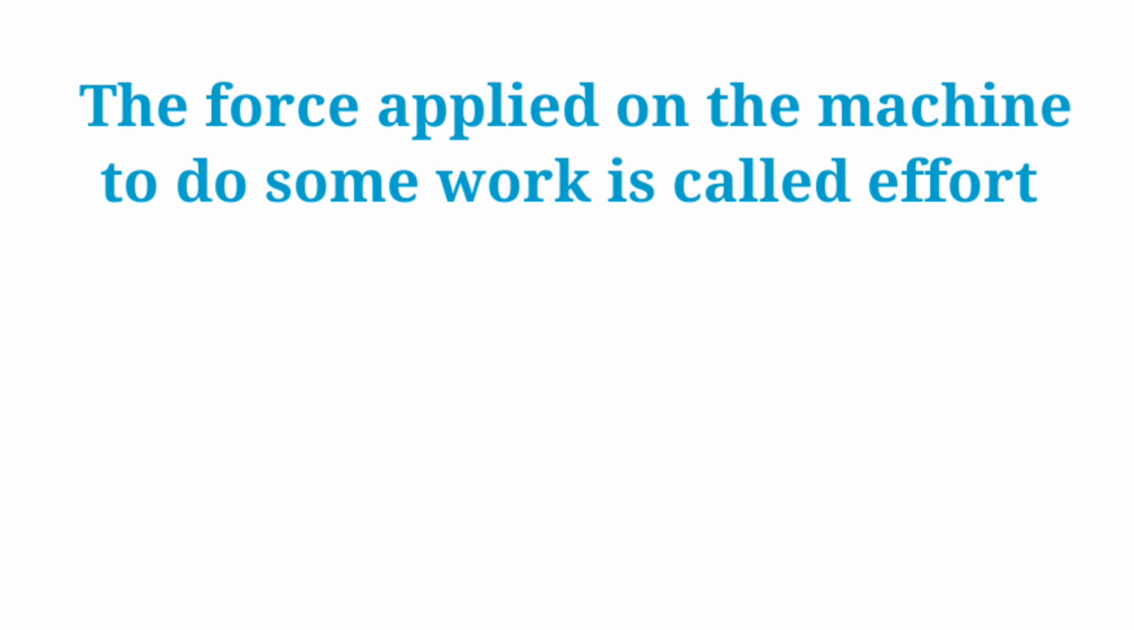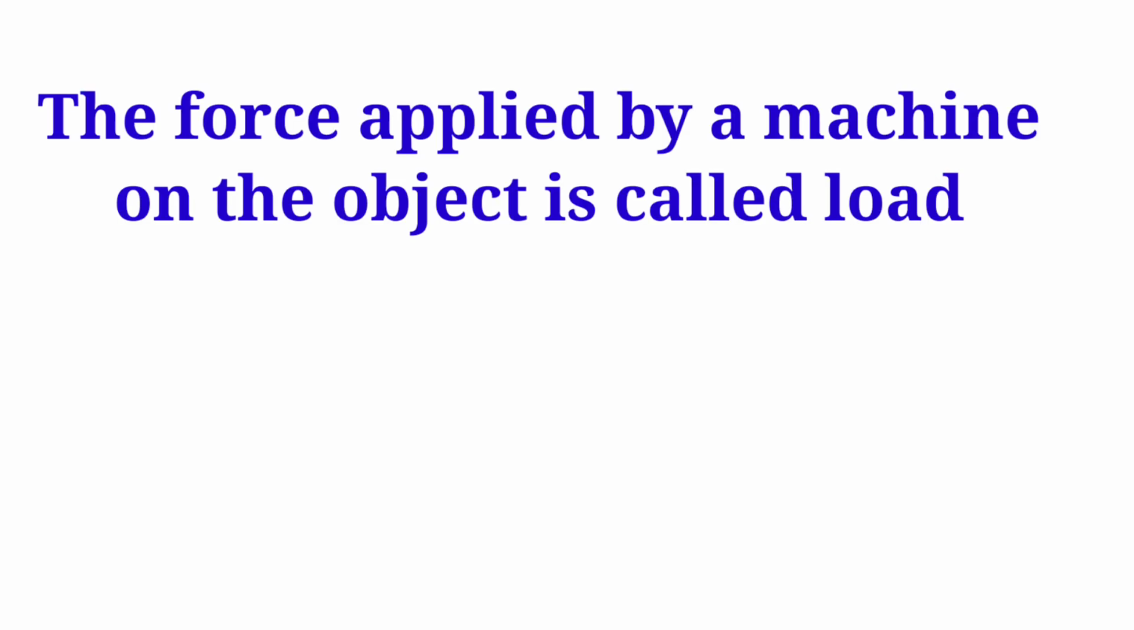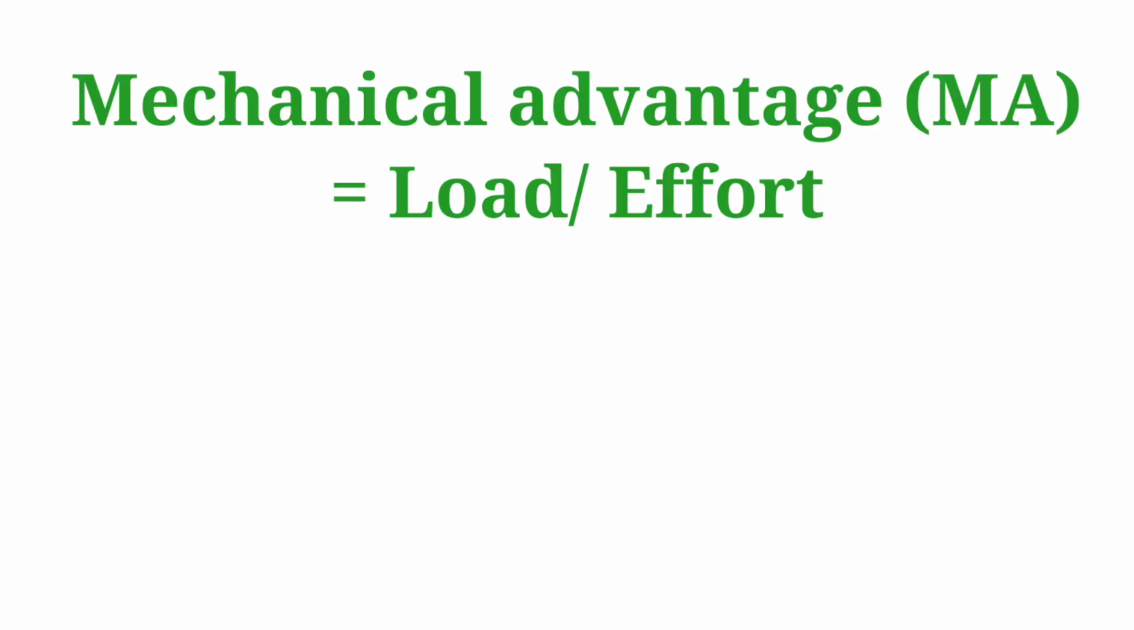The mechanical advantage of a machine is the ratio of the load to the effort. The force applied on the machine to do some work is called effort. The force applied by the machine on the object is called load. So we come to know the mechanical advantage, the effort and the load. So mechanical advantage MA equals load by effort, that is already told. Let us see in what way mechanical advantage helps us.